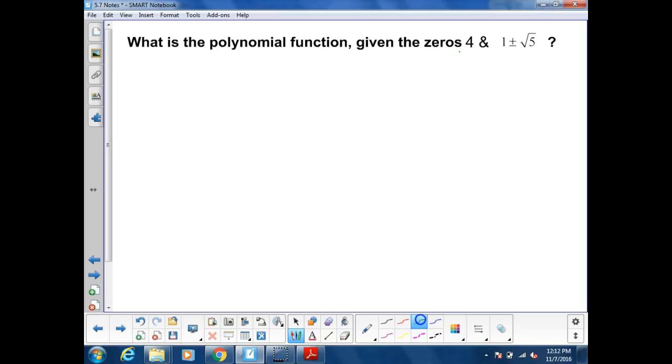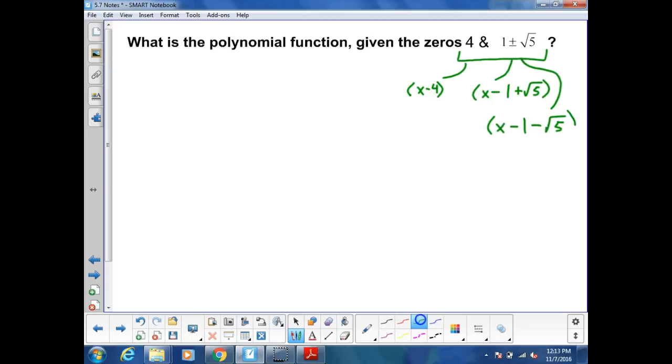So here's my zeros, right? So out of this one comes what? X minus 4. Out of this one comes x minus 1 plus the square root of 5, right? One of them. What else comes out of that one? X minus 1 minus the square root of 5.